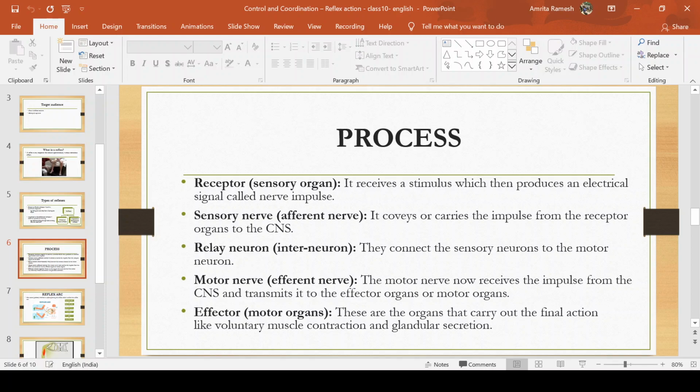Okay, so what is a sensory neuron? A sensory neuron is that neuron which takes the nerve impulse or signal from the sense organ to the brain. That neuron is called the sensory neuron.